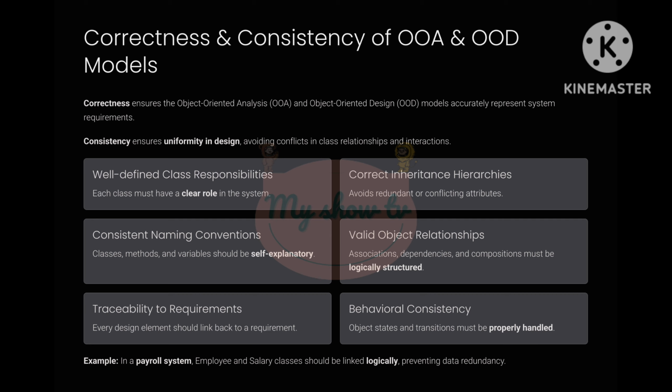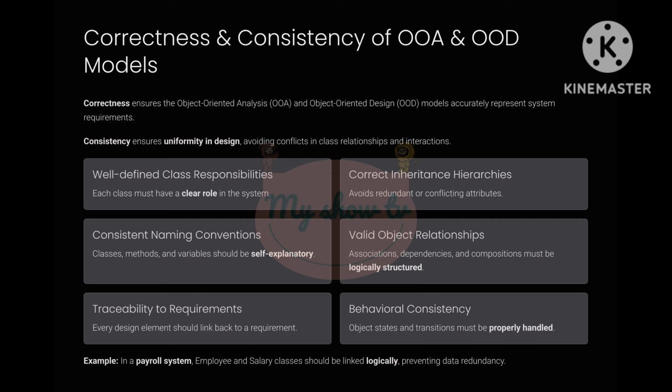Well-defined class responsibilities. Each class should have a clear role and should not take on multiple responsibilities. Example, in a library system, a book class should only store book details, while user should manage user information. Valid inheritance hierarchies. Child classes should only inherit relevant attributes and methods from parent classes. Example, a car class should inherit from vehicle, but not from building.